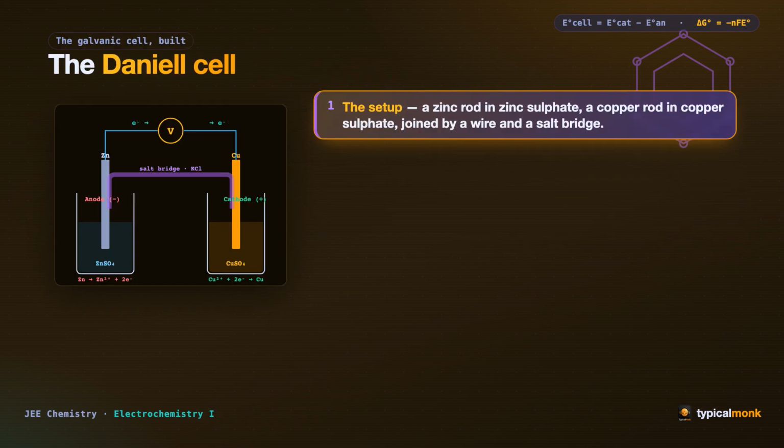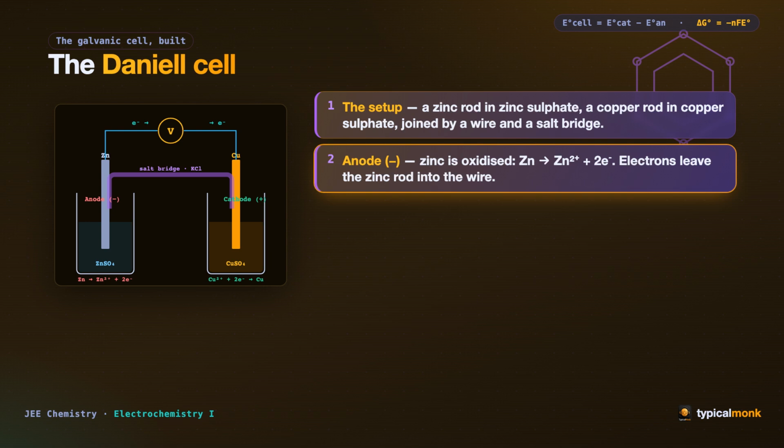Now look at the picture. The Daniell cell built. The setup: a zinc rod stands in zinc sulfate, a copper rod in copper sulfate, and the two are joined by a wire above and a salt bridge below. The anode, the negative electrode, zinc is oxidized. Zinc goes to zinc 2 plus, 2 electrons.